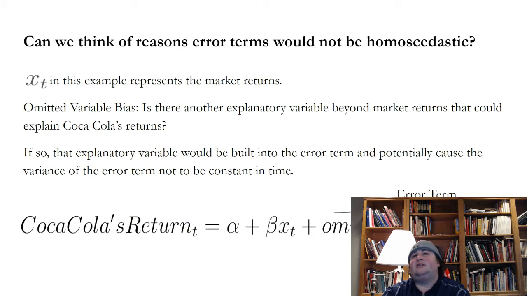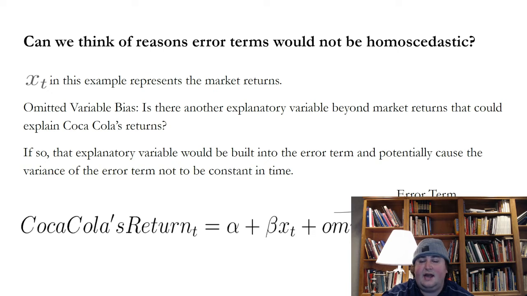Okay, can we think of reasons error terms would not be homoscedastic? Well, xt in this example represents the market returns. If we had omitted variable bias, is there another explanatory variable beyond market returns that could explain Coca-Cola's returns? And if so, that explanatory variable would be built into the error term and potentially cause the variance of the error term not to be constant in time.